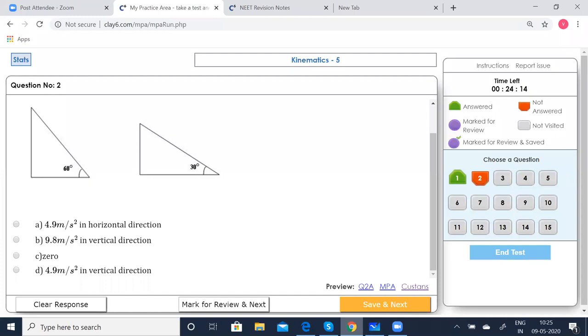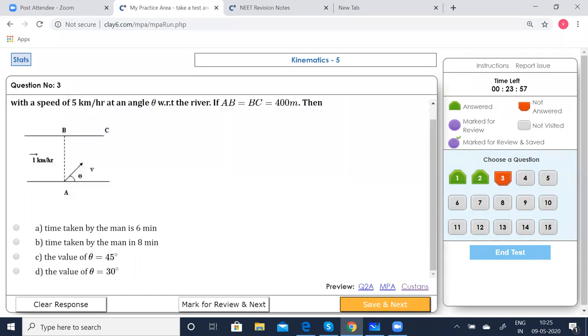So let's see which option is correct. Option D is correct. That is going to be in the vertical direction. There are two options which can confuse you. One is going to be the horizontal direction. You should be smart enough to select D because g cannot be in the horizontal direction. So it should be in the vertical direction. You can now take it.